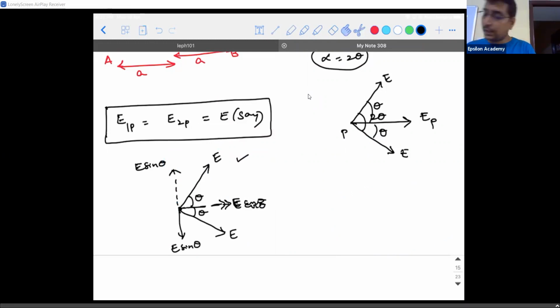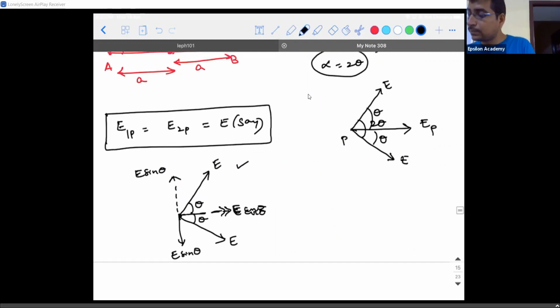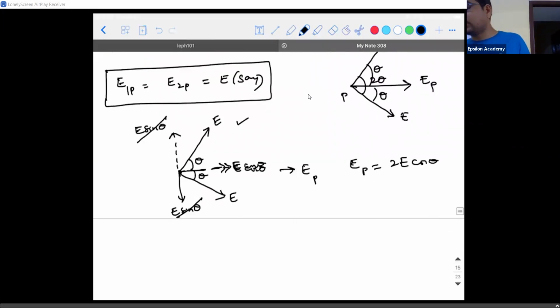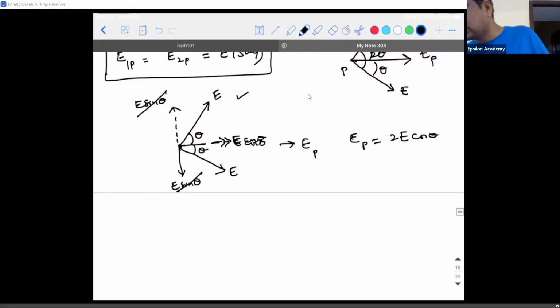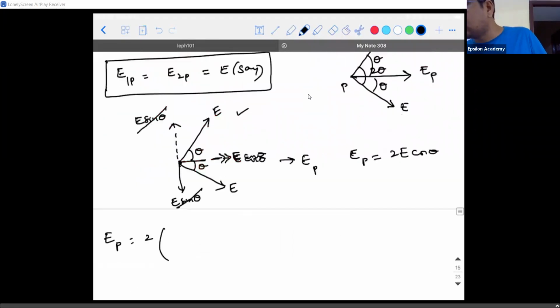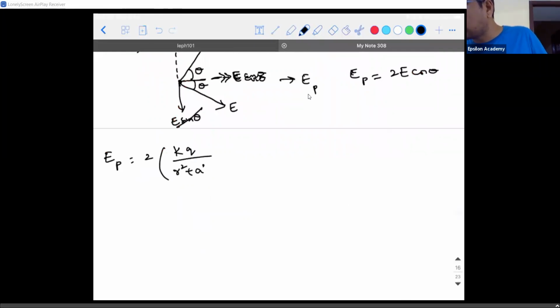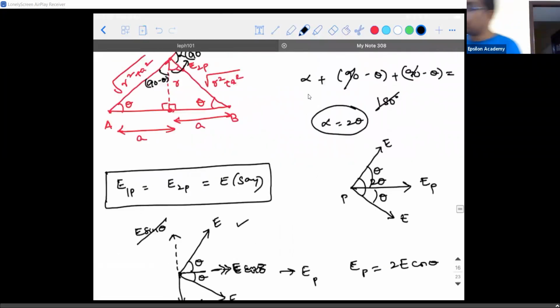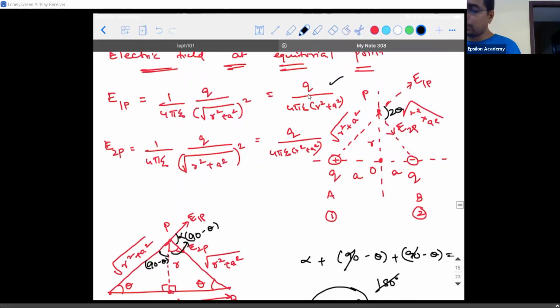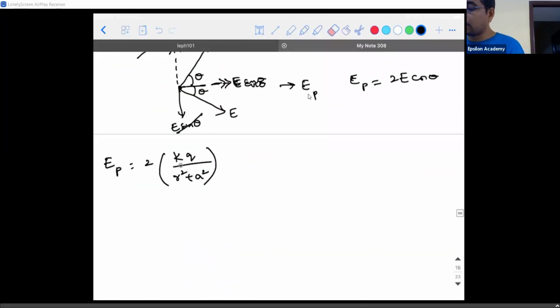So the net electric field EP which is acting to the right is going to be 2 times E cos theta. E sin theta and E sin theta gets cancelled. So EP is equal to 2 times E cos theta. So EP will be equal to 2 into the electric field at point P, which is given as KQ divided by R square plus A square. Why did I write KQ divided by R square plus A square? Because the electric field is Q divided by 4 pi epsilon naught into R square plus A square. So I'll write the same thing.